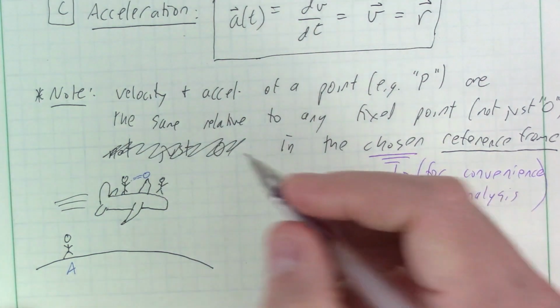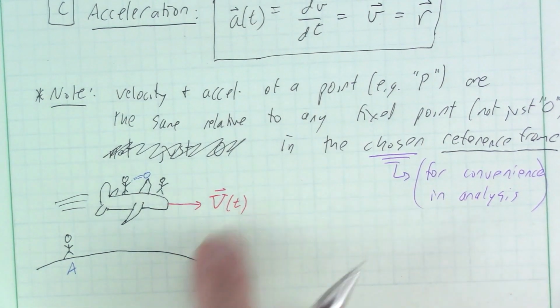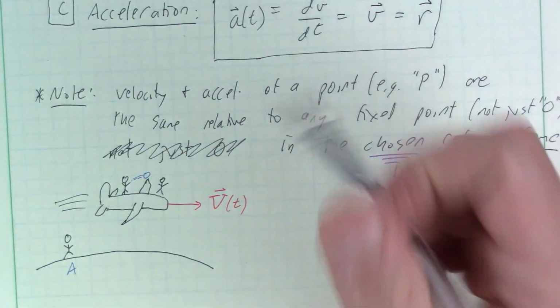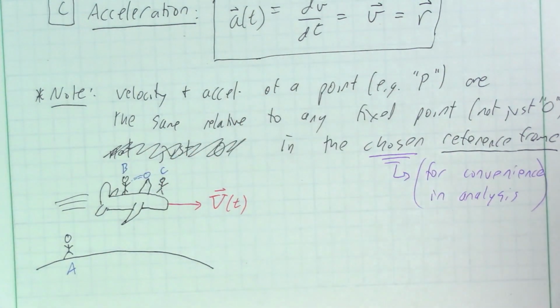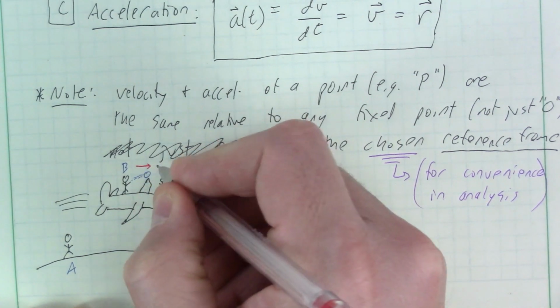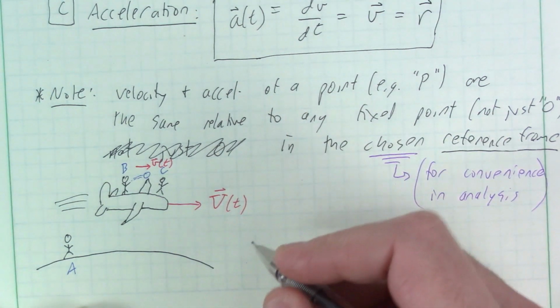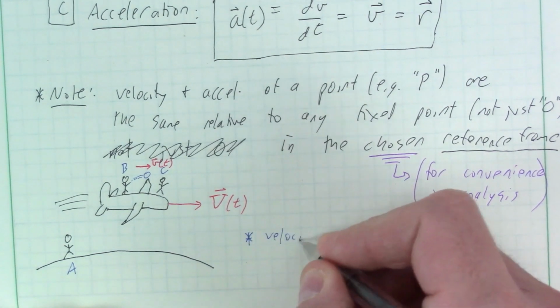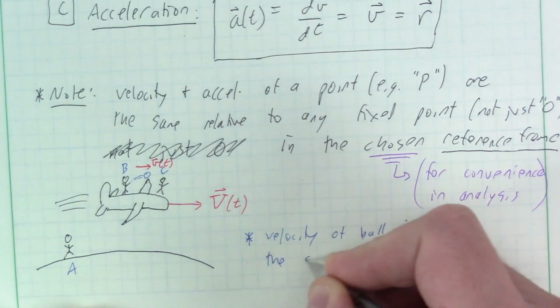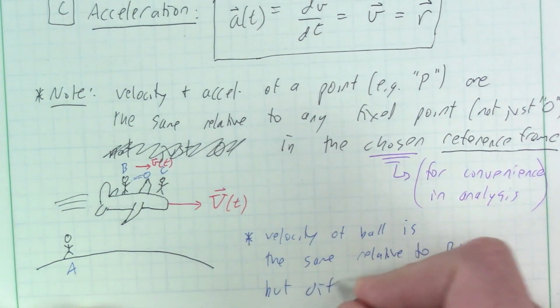So let's then write the velocity of the plane. This is the velocity of the plane with respect to the ground. We have separate reference frames: reference frame A down here, and then maybe this is the reference frame BC because persons B and C are up there. The velocity of this reference frame with respect to the other reference frame A is given by this capital V, and then the ball itself has maybe a lowercase v, and that's going to be a vector as well. So lowercase v of t. What we're saying in this diagram is that the velocity of the ball is the same relative to B and C, but it's going to be different for A.